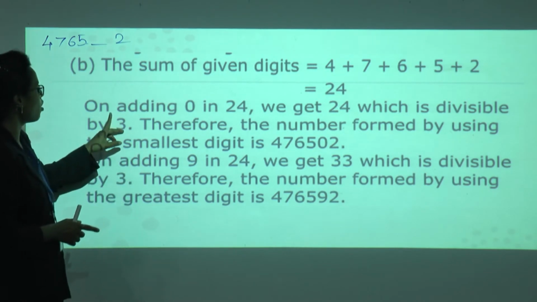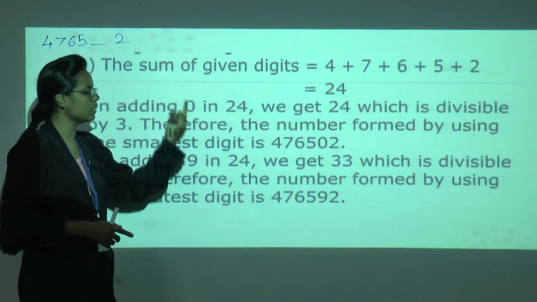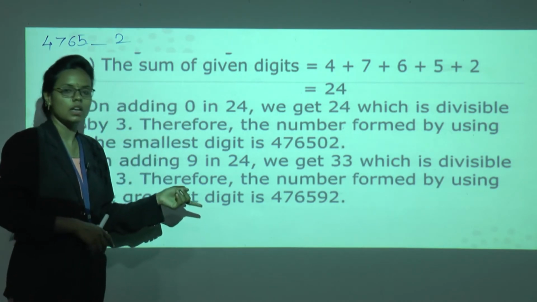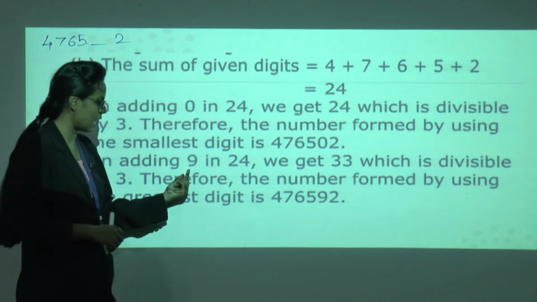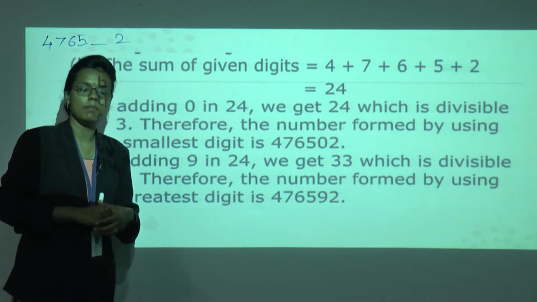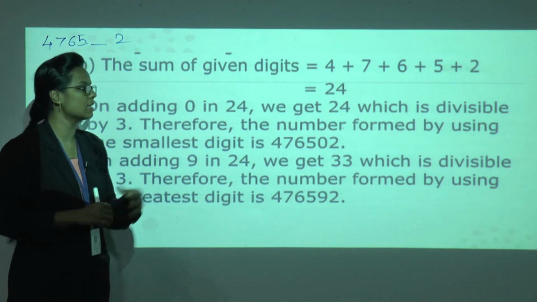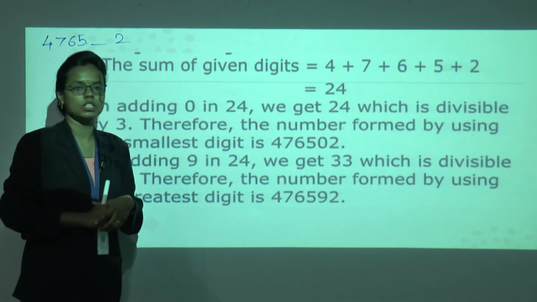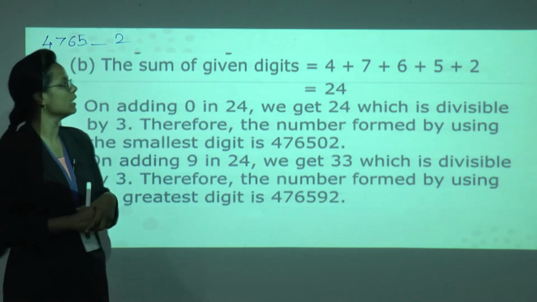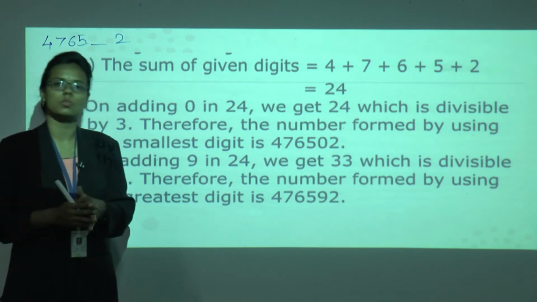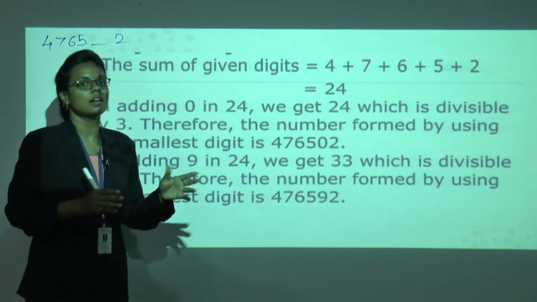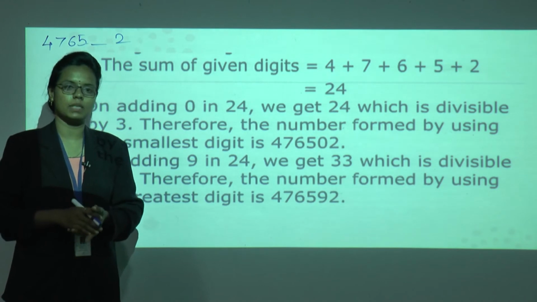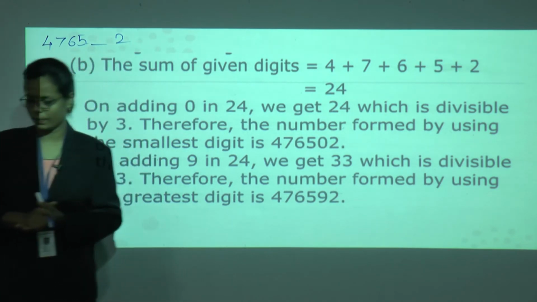So the smallest number which we have added in the blank space is 0 and the greatest number we have added in the blank space is 9. When we did the sum, we got the answers 24 and 33, which are divisible by 3. So these were the examples to find the smallest as well as greatest numbers we have to put in the blank space to find out whether the given numbers are divisible by 3 or no.